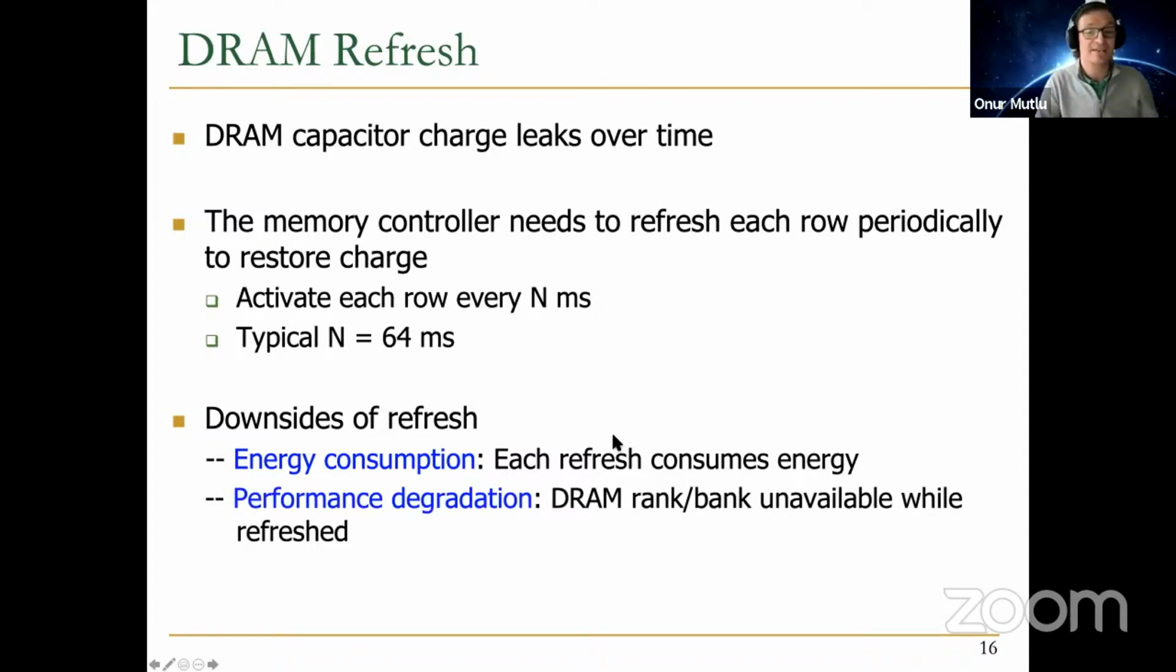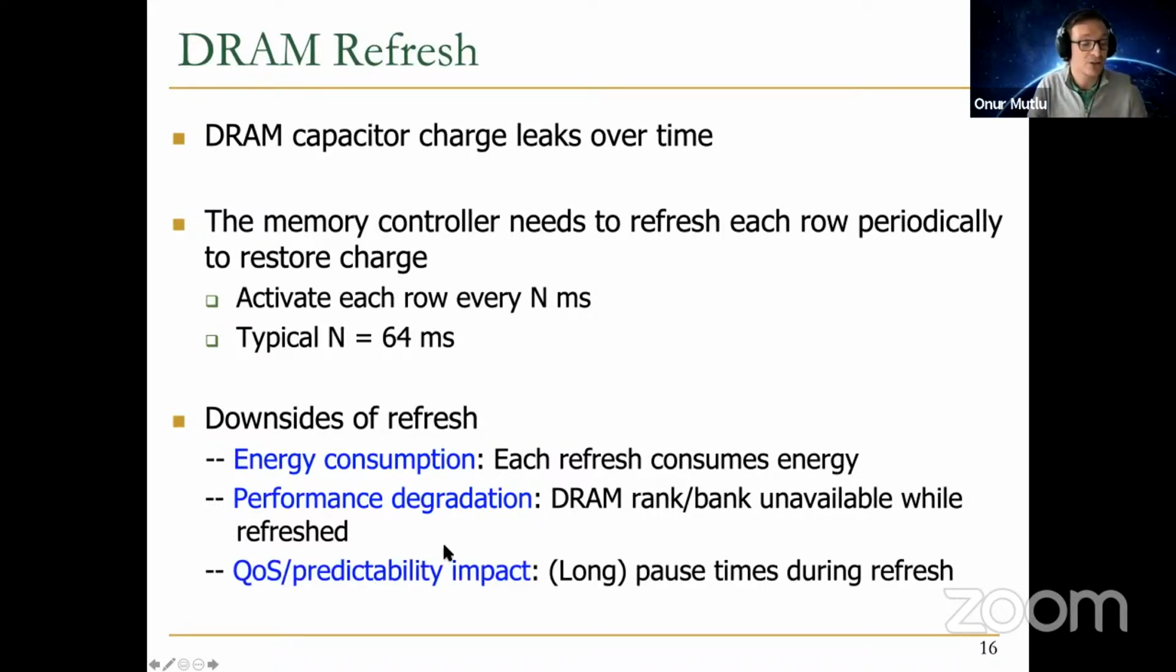This consumes performance degradation because while you're refreshing a bank, let's say, or a DRAM module, it's unavailable. You cannot do accesses to it. So the processor cannot actually service the data that the user wants to access. So that's unfortunate, just to maintain the data.